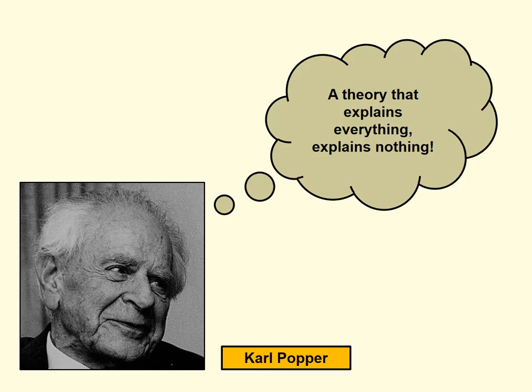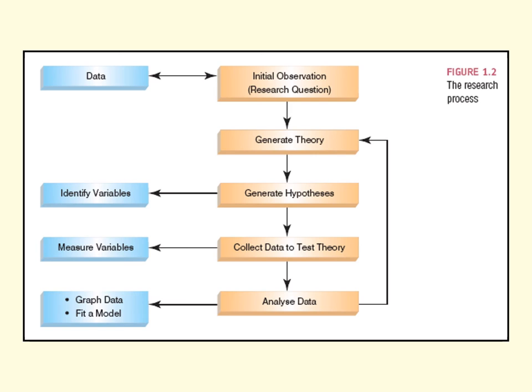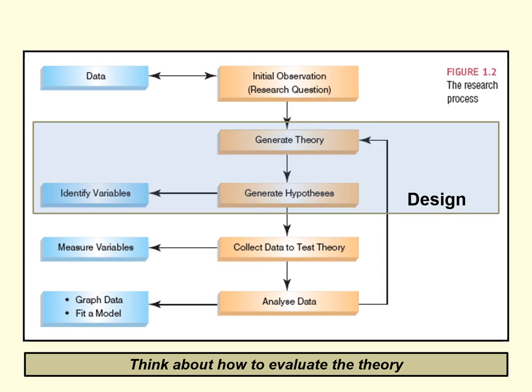Just to review, the early stage in the research process is that we come up with an idea. I'm being deliberately a little vague on how we do that, because different people come up with ideas in different ways, and there's no one right way to do this. Assuming you have come up with an idea and framed it as a theory or connected it to a theory, now your job is to design a way to evaluate that theory.